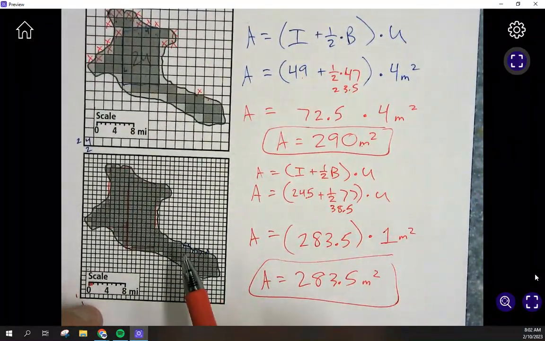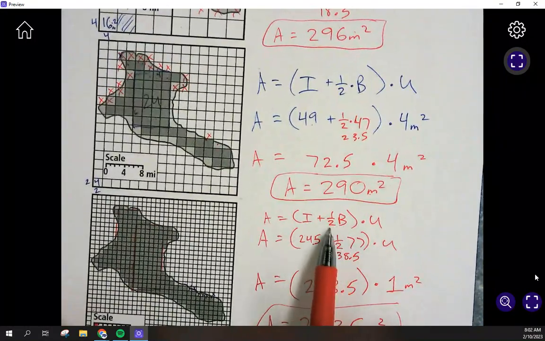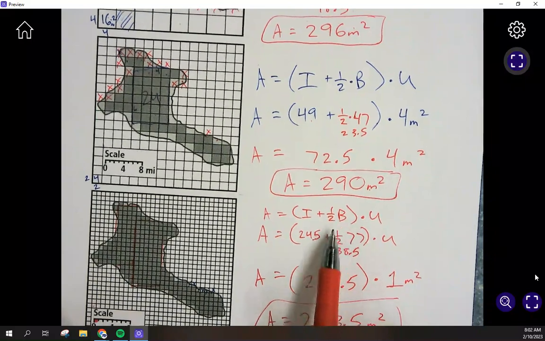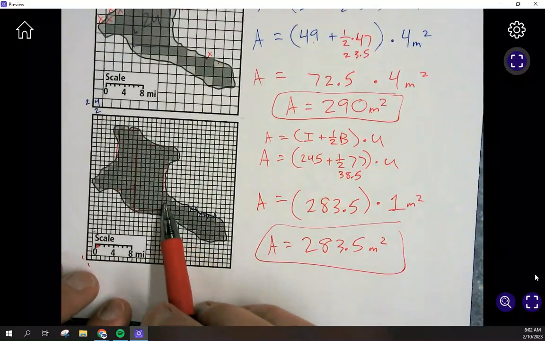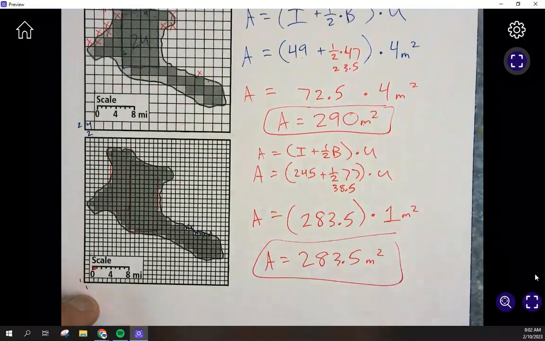So the biggest concept I need you to grab is, one, why this equation is working, and what we're doing is we're taking half of the boundary ones as an estimate, but we need to understand that the smaller the boxes, the smaller the grid, the more accurate our estimate becomes.